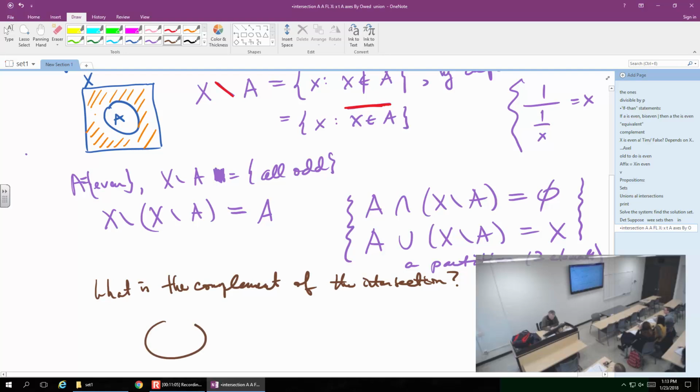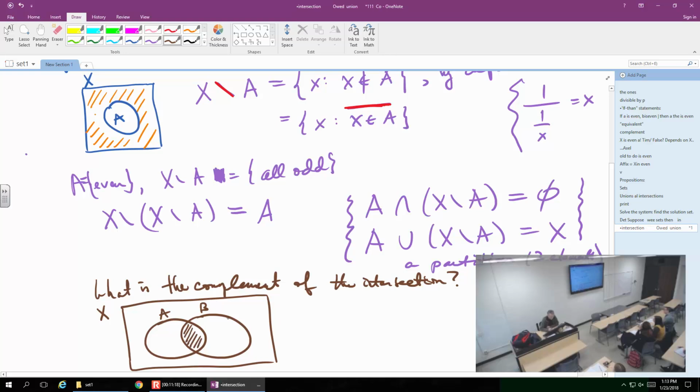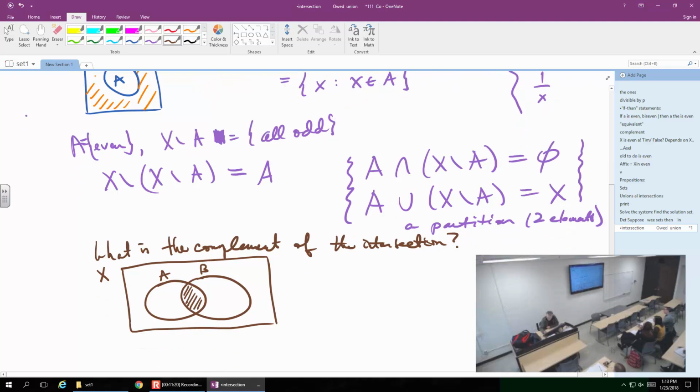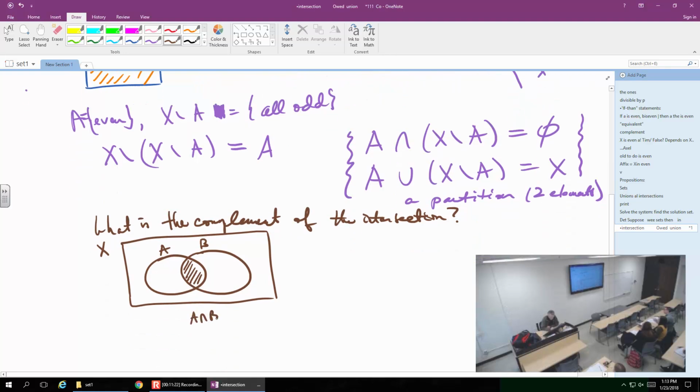So I have A here, I have B there. This is A and B. This is once again X that contains everything. Okay, and then we're talking about the intersection. So that's my intersection. A intersection B is right here. And now let's draw the complement. So it's everything outside.